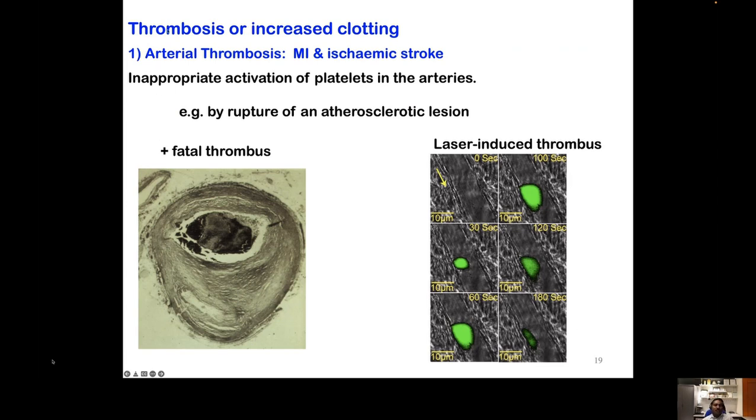So here you can see thrombosis or increased clotting. For example, in arterial thrombosis, that's a heart attack and stroke, and this is how it will look. So here you can see it's a massive atherosclerotic plaque.